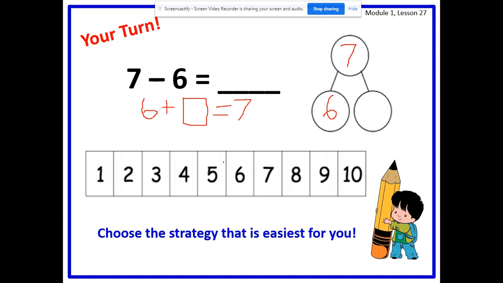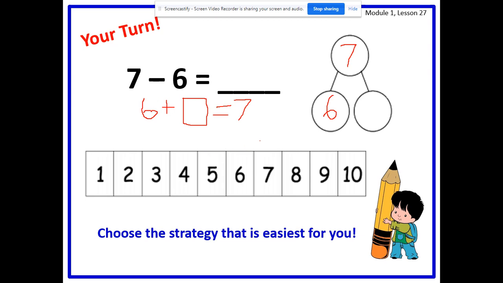So now that we've written our addition sentence, we can also think about counting on. If we count on, we're going to have to start at 6 and stop at 7. So let's think about that again. Which is the most efficient strategy? Should we hop back 6 times? Or should we count on from 6 and stop at 7? Are you thinking what I'm thinking? I hope so. We should count on.